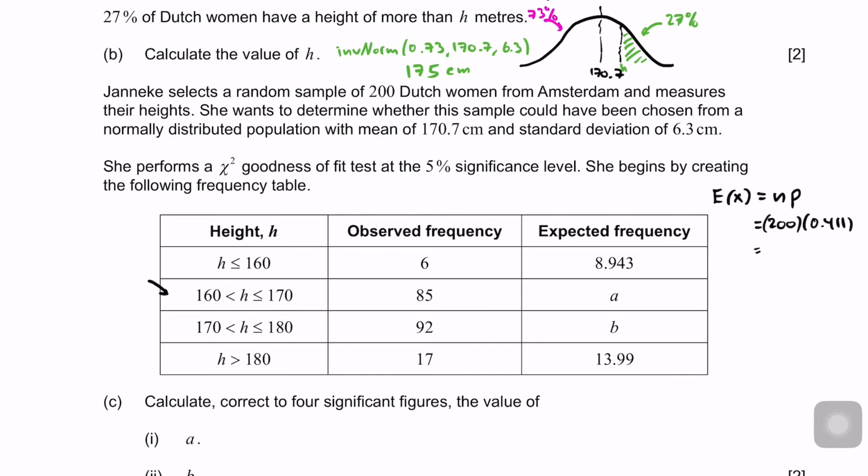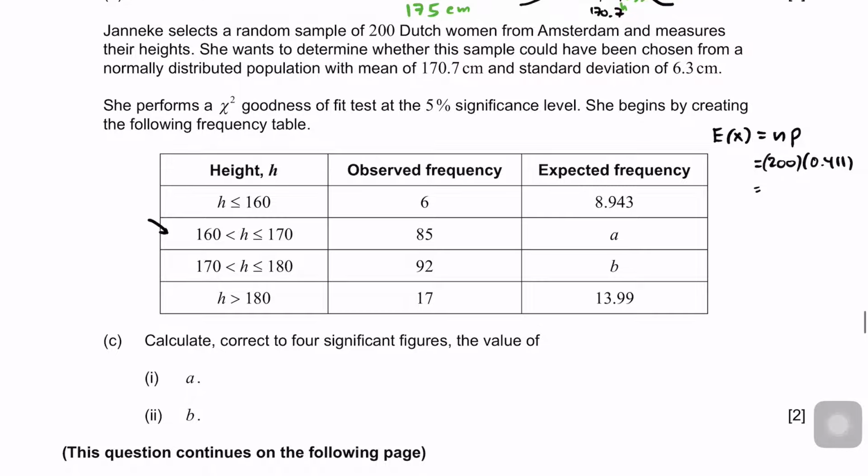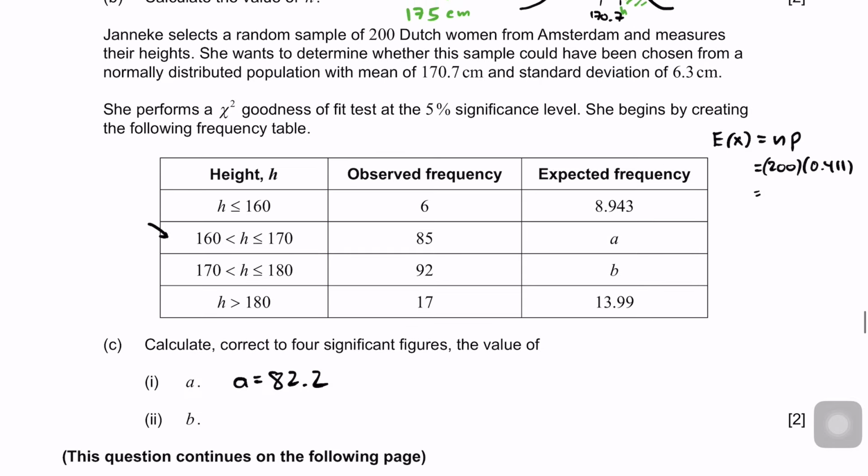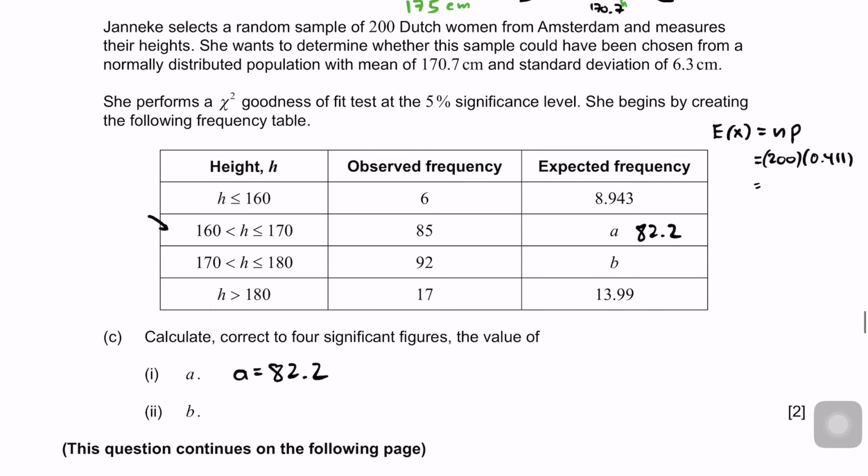So I'm going to work that out on the calculator that I have beside me, 200 times 0.411. Good. And this would give a value of 82.2. So A is equal to 82.2. This is a rather small 2-mark question. So no process marks. If it's just 2 marks for A and B, that's all they're expecting.